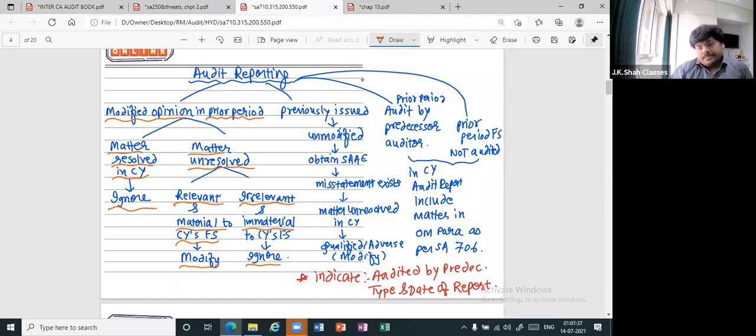All cool? Now say previously you issued an unmodified opinion. Unmodified means you gave a clean report, and then you obtained information that a misstatement exists. I don't know whether you are able to link it or not.